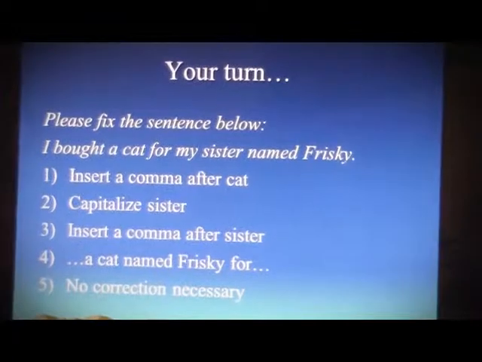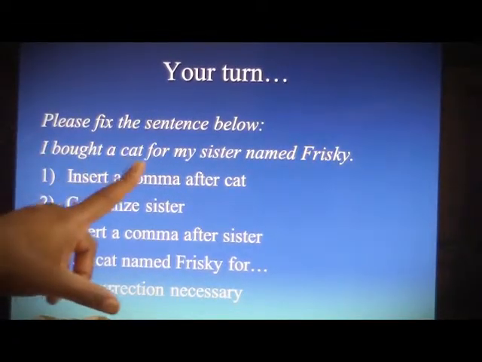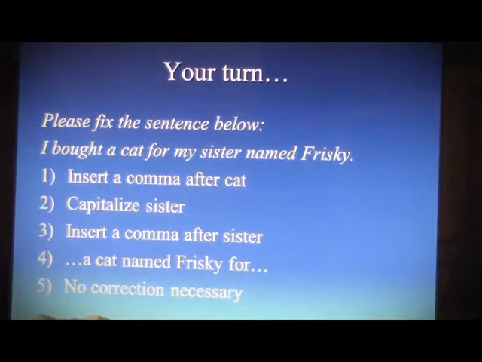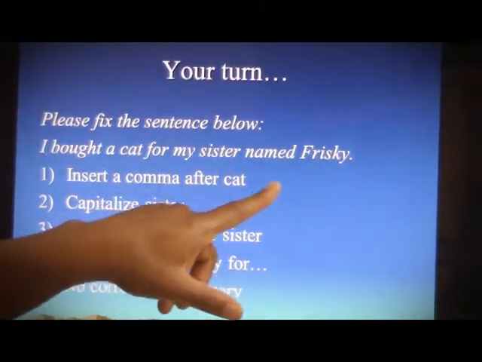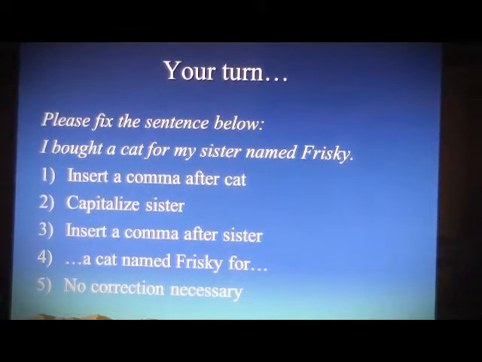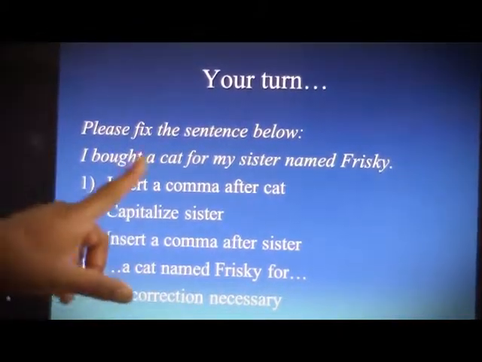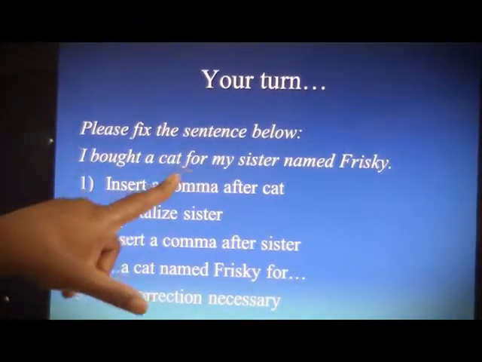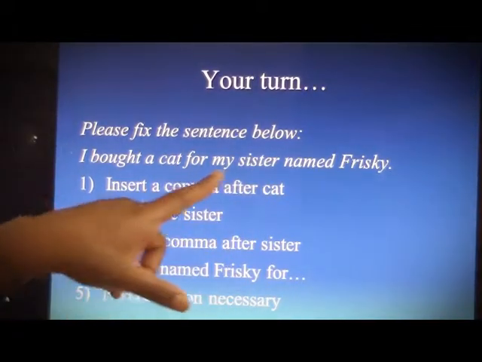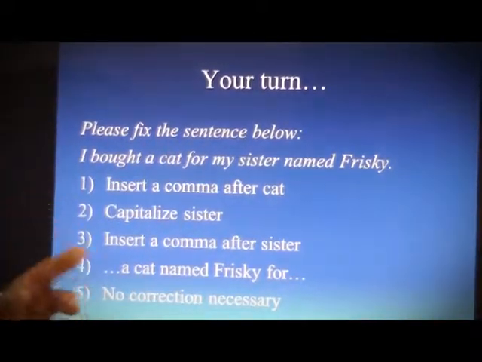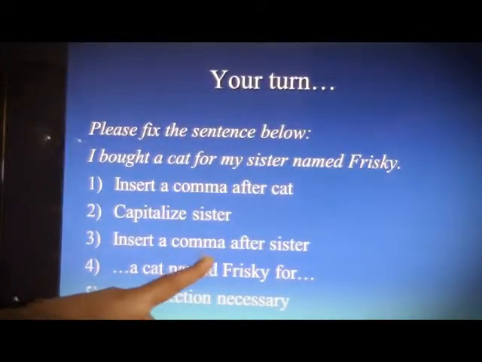All right, it's your turn. Please fix the sentence below. Listen to this. I bought a cat for my sister named Frisky. Do you really think my mother and my father would name my sister Frisky? I don't think so. What's that say about my sister? It doesn't say anything about my sister. Why? Because the cat was named Frisky, not my sister. Insert comma after cat. Let's see what that does. I bought my cat, comma, for my sister. No, I didn't do it. Capitalize the word sister. That's one of those GED tricks. That's not correct. Insert comma after my sister.